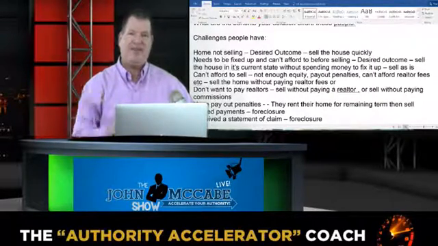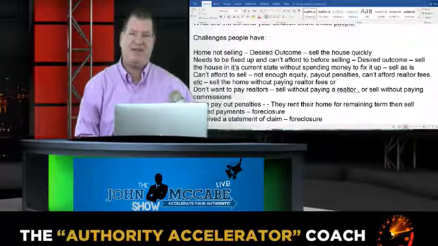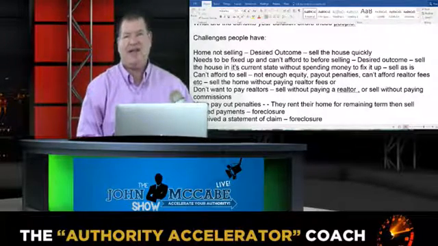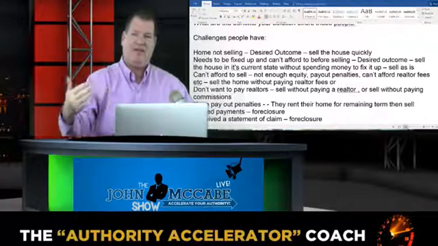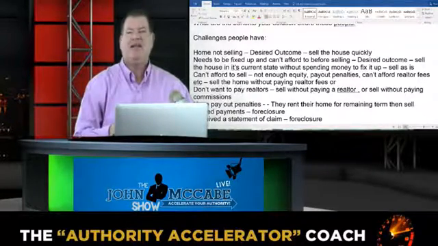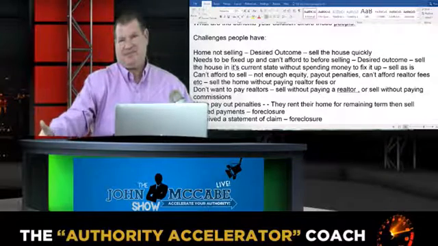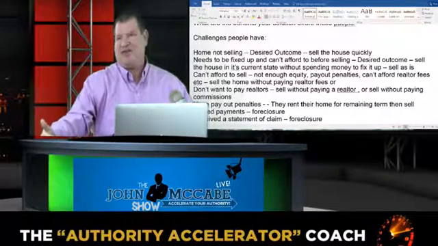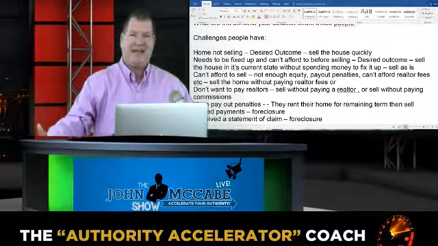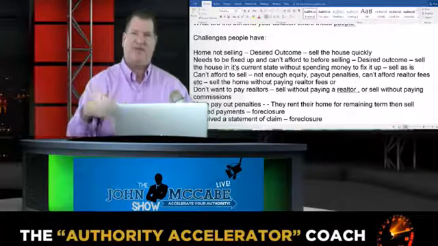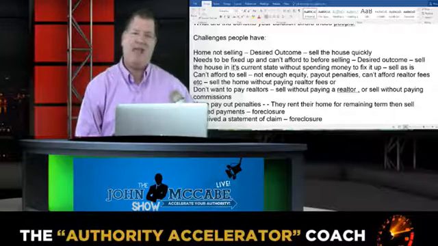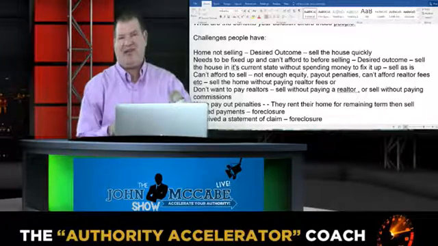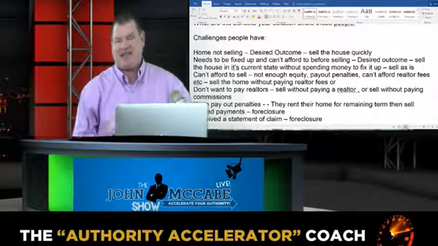So, desired outcome for people that have received a statement of claim or they're in the foreclosure process: the desired outcome is to come up with cash now so they can pay out the arrears and stay in the home. Or the desired outcome is stopping the foreclosure, or basically selling the home fast, paying out the first, and walking away with some money. So there's a couple of different desired outcomes, and you can actually create different ads based on the different desired outcomes.